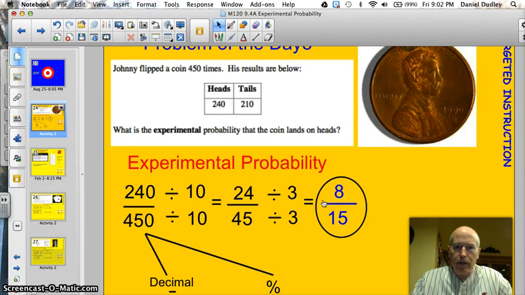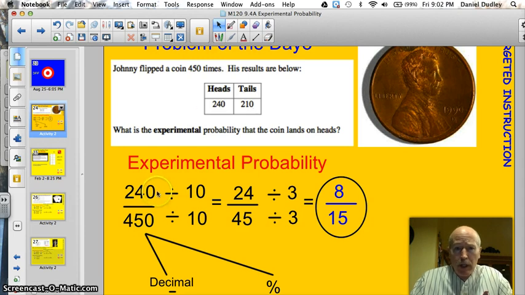Johnny flipped a coin 450 times. His results are below. So he had 240 heads and 210 tails. Now we kind of know that theoretically he should have had 225 and 225. It should have been exactly half, right? But that's the difference between theoretical probability and experimental probability. What's supposed to happen doesn't always happen perfectly.